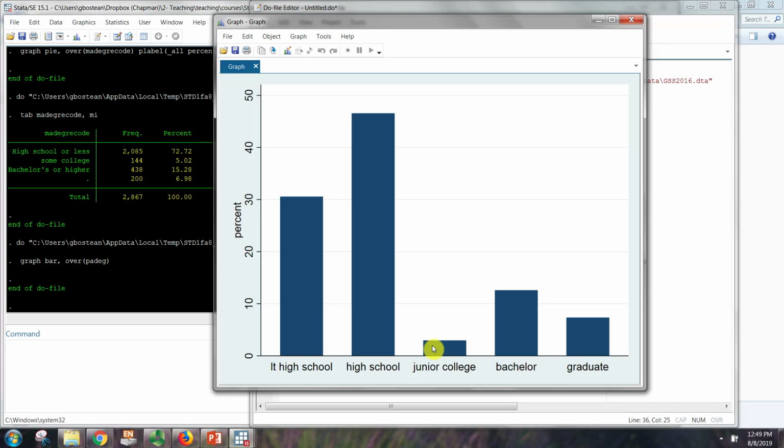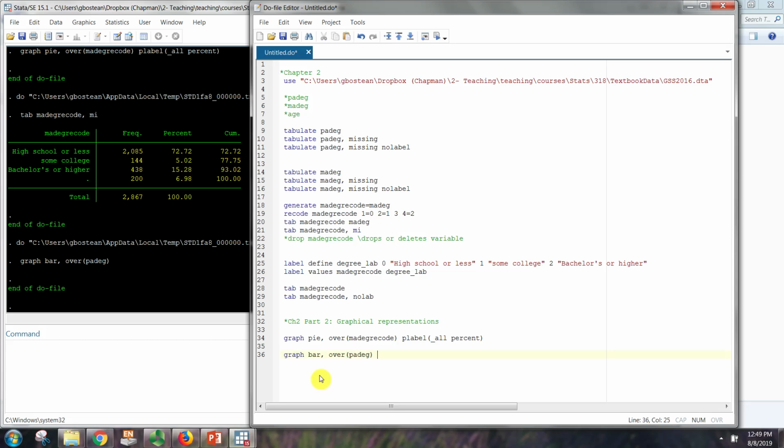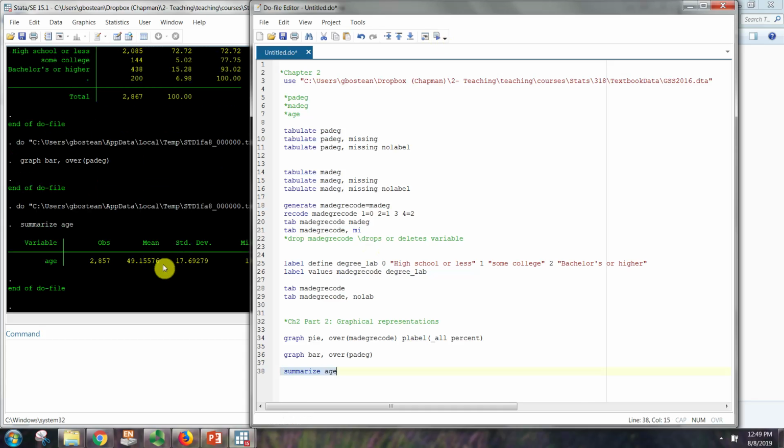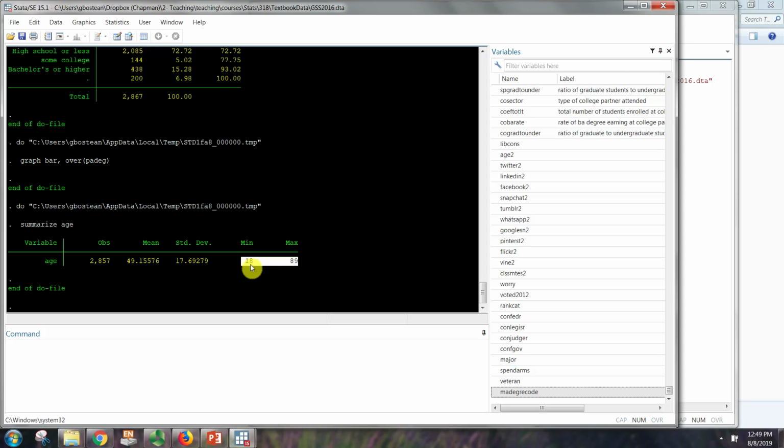Okay, so we may want to look at what's called a histogram for the age variable. This one's a little bit different because age is in fact a continuous variable. So far we've worked with these two categorical or ordinal variables, and here we have age, which we actually can use the summarize command on. So if we summarize age, we'll see that the respondents range from 18 to 89 years old.